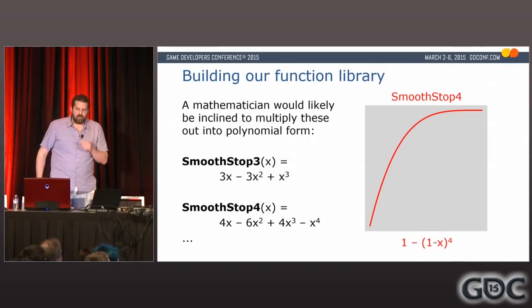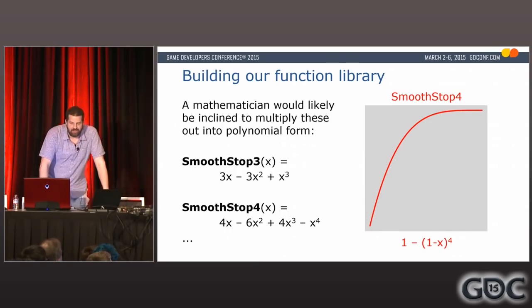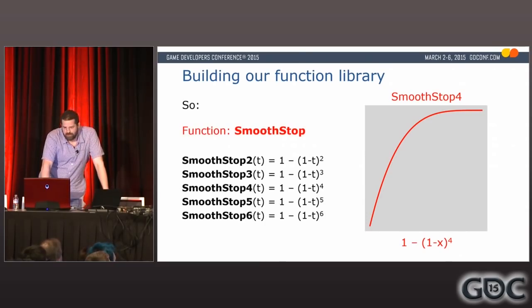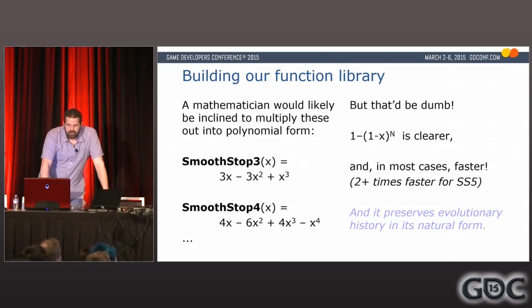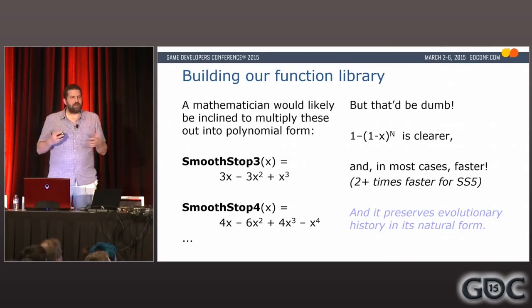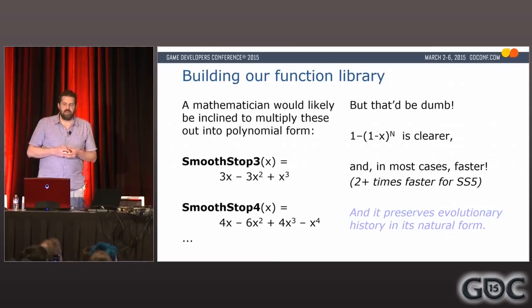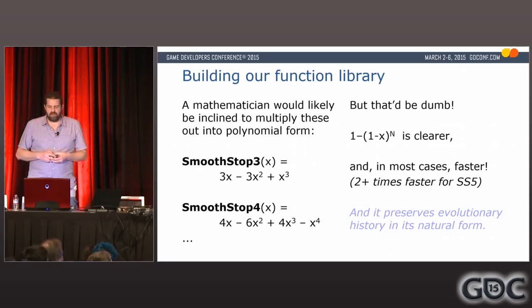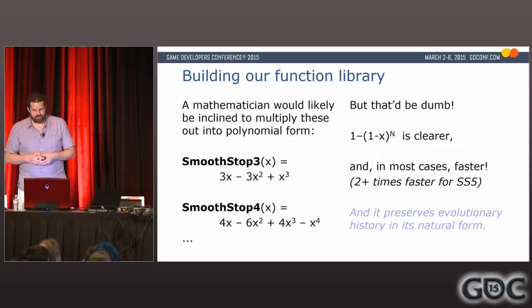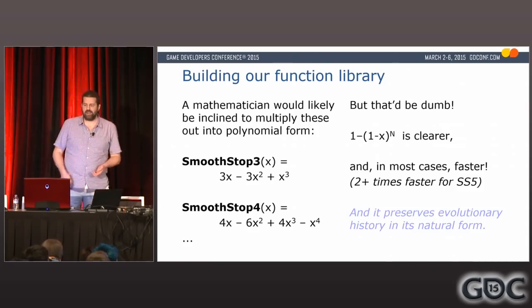Okay. So mathematicians probably, since they love polynomials, would be tempted to multiply these things out, right? We had these beautiful terms here, and they would probably go and ruin them, which is really dumb, first of all, because the 1 minus x is cleaner, and it actually is going to be less code to compute. And in fact, this is true with a lot of things like Bezier curves and stuff, that you can get some really fast forms if you think of 1 minus t as a separate expression. So it's faster, it's clearer, it shows its evolutionary form, so we sort of know how we got it there.